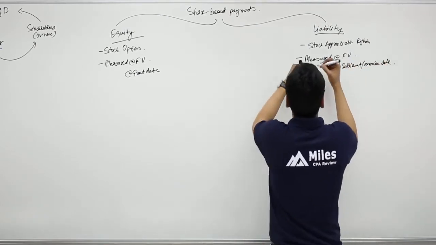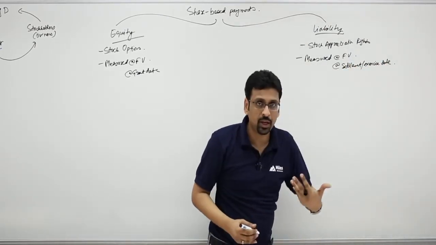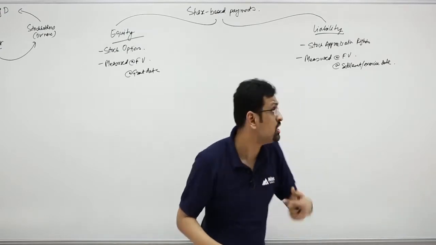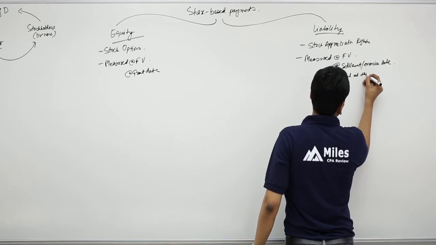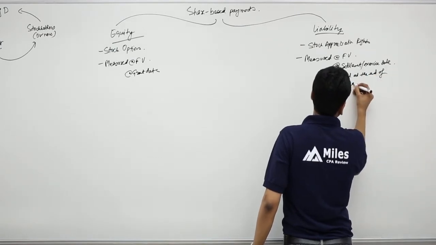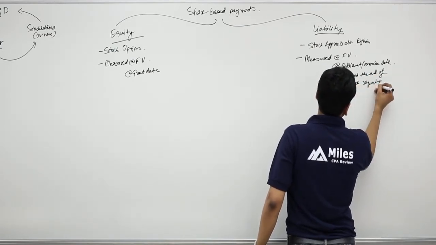Now, you also need to have this measurement at the end of each reporting period, because when you're reporting your financials, you need to have this liability number in place. And at the end of each reporting period.